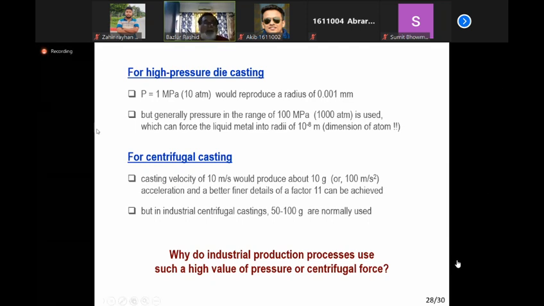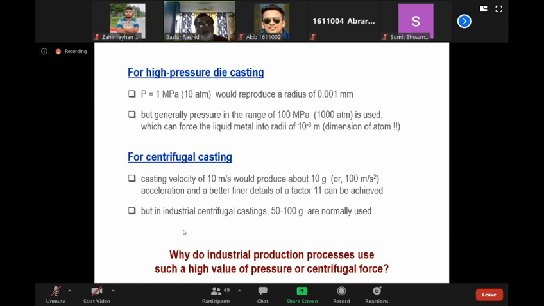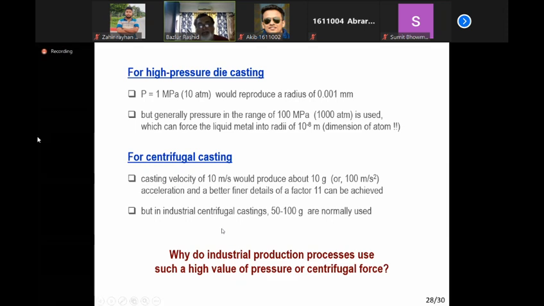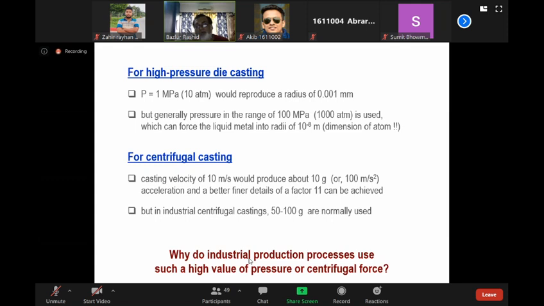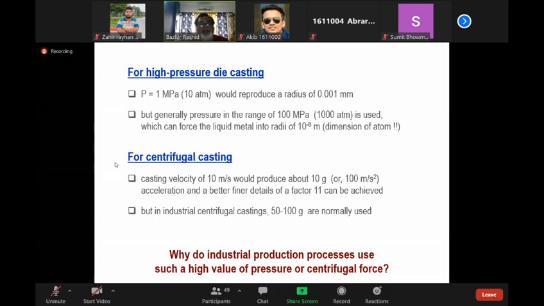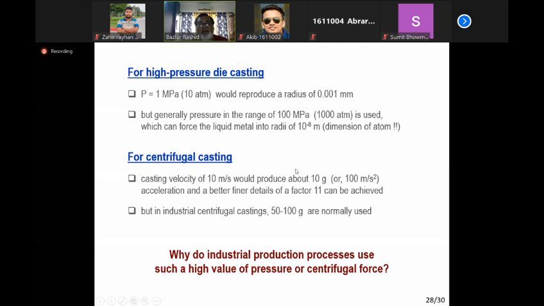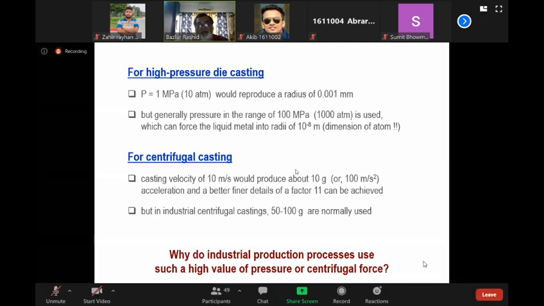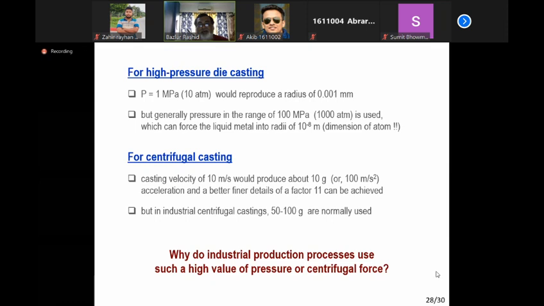But this high pressure has nothing to do with the filling of the mold cavity. This high pressure is only used so that defects cannot be generated inside the mold. Later, while we are studying the feeding system, we will discuss this whole thing. Because of this high pressure, a defect cannot be generated inside the casting. For that matter, we use this high pressure. So this is nothing to do with filling the mold cavity.